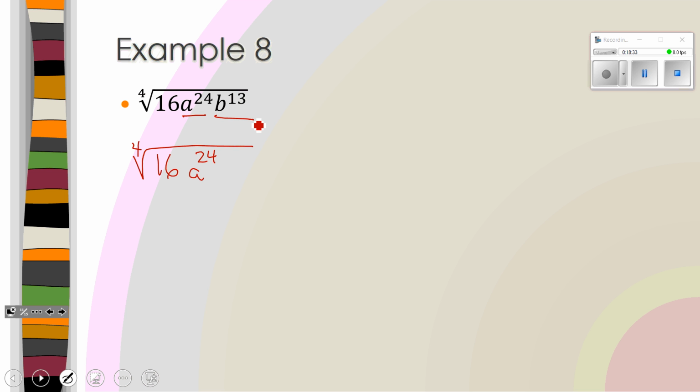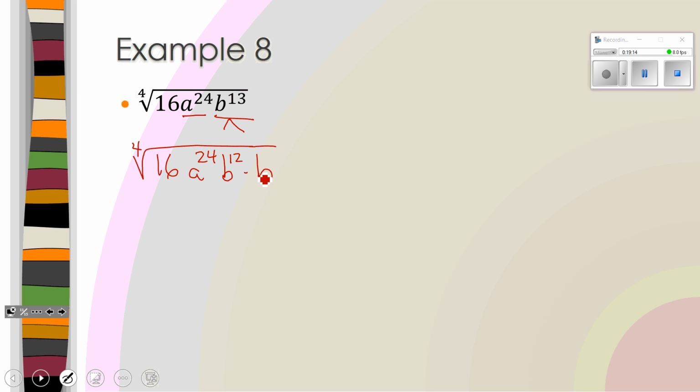But let's look at b to the 13th. Can it divide by 4? No. So what we're going to have to do is break it apart into something times something that could be divisible by 4. And we want the biggest. Tell me, what's the biggest number that's close to 13 that can be divided by 4? I hear 12. Everybody agree 12? So I'm going to break this down into b to the 12th times what? What's left over? B. A b to the first. Does that make sense? Okay.